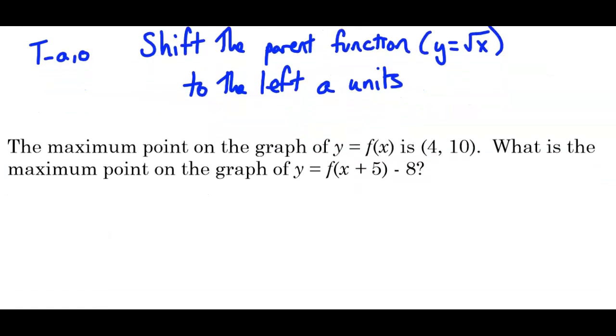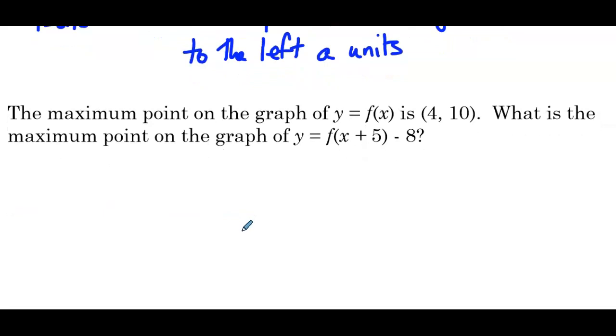Now the next question, the maximum point on the graph of y equals f of x is 4, 10. What is the maximum point on the graph of y equals f of x plus 5 minus 8? So they've translated the graph they gave us, and they want to know what happened to this point. Well, we've essentially done that with the table of values. Now they're just asking us to do it with one single point, so it's actually easier. So first thing, let's add 8. So we have y plus 8 equals f of x plus 5.